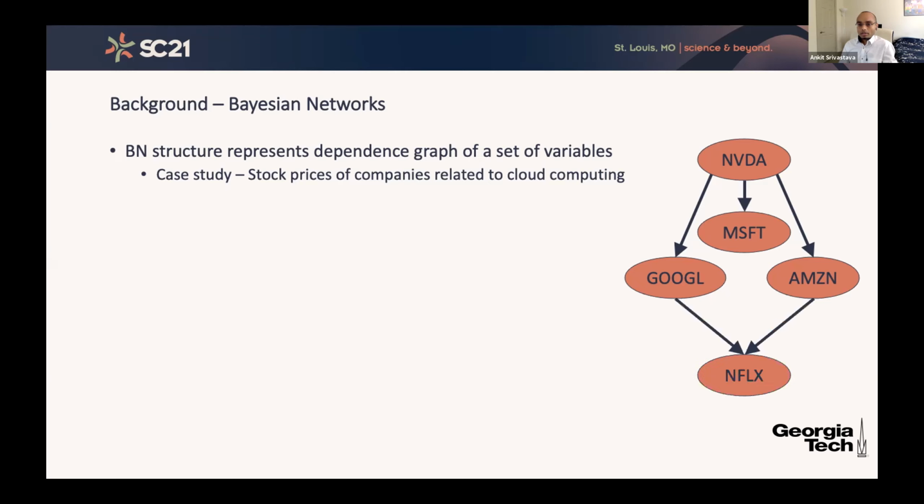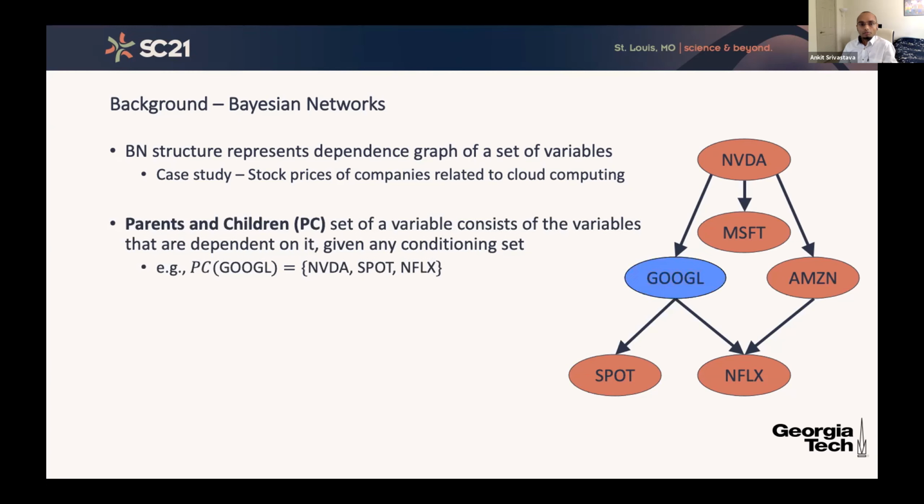Then we know that Netflix uses Google and Amazon cloud services for its streaming services. So maybe Google and Amazon affect the stock prices of Netflix. And similarly, because Spotify only uses Google, Spotify's stock prices might be affected by Google. So over these 6 variables, this is a Bayesian network, which is a directed acyclic graph, or DAG, where we have a directed arrow between 2 variables.